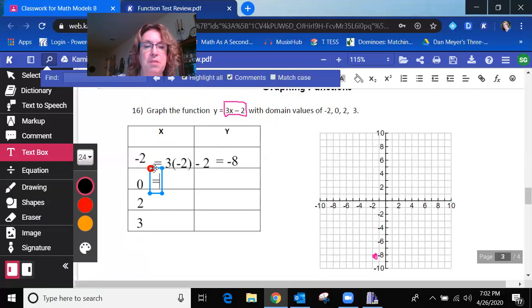Same thing here, except, again, my function rule is 3x minus 2. Where the x is, put in parentheses and put your 0. 3 times 0 minus 2. 3 times 0 is 0. 0 minus 2. This one is equal to -2.